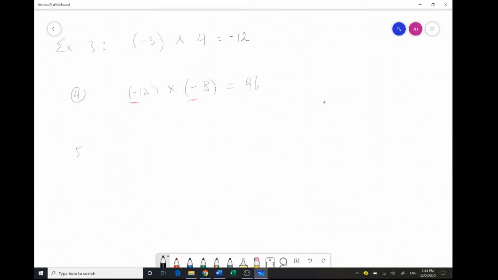That means when 2 negative numbers multiply, you end up having a positive number as the final answer. Number 5: let's say I have 9 times negative 7. A positive number multiplied by a negative number will always get you a negative number. Negative 63 will now become the answer.